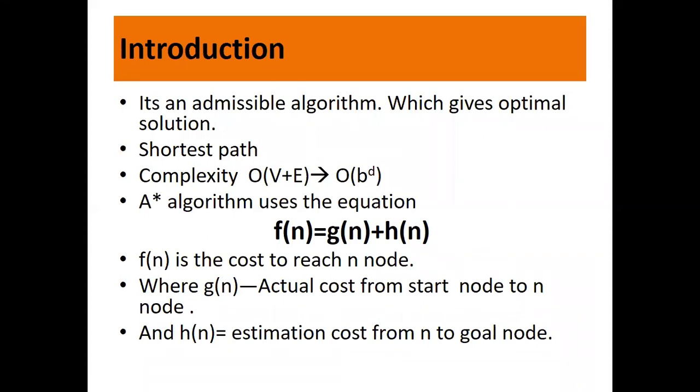So there are two types. You have admissible and non-admissible algorithms. Admissible algorithm always gives you the underestimation of the solution, whereas non-admissible algorithm always gives you the overestimation of the solution. As this algorithm is admissible, it always gives you an optimal solution. This is the best part, you'll always get the optimal solution.